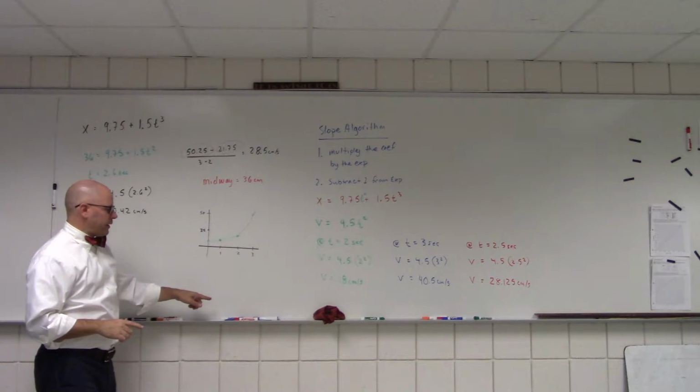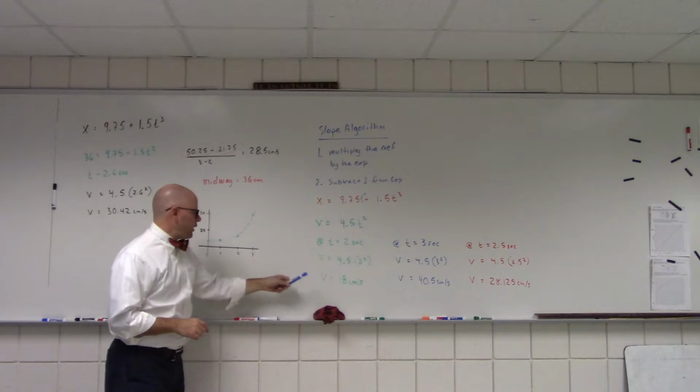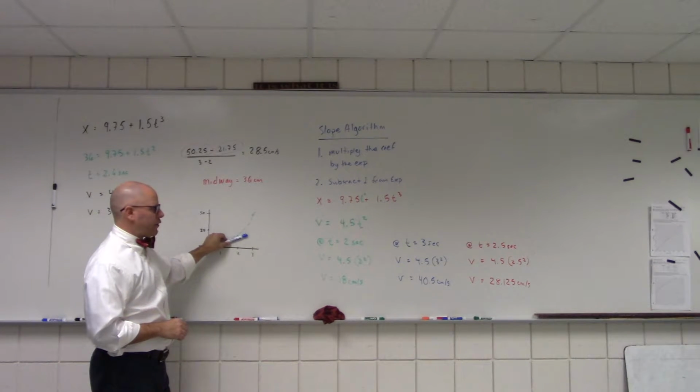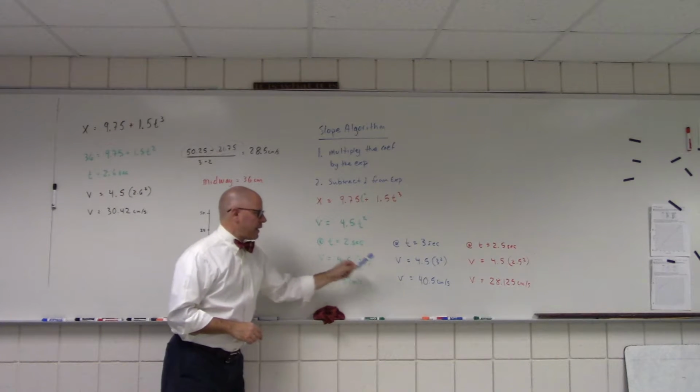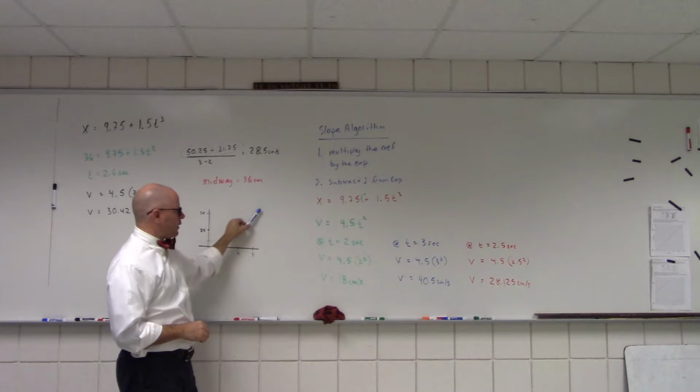And what I like about this is it gives us a really good sense of the velocity, because the velocity at 2 seconds was 18. It's not very shallow, but the velocity at 3 seconds was 40. It's much more shallow, and in between here it goes from there to there.